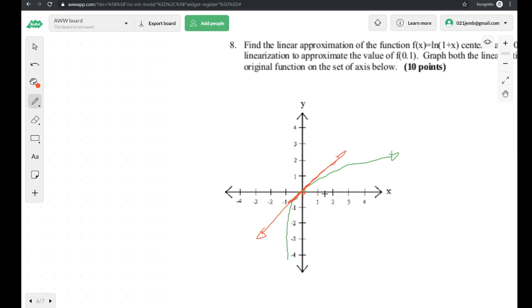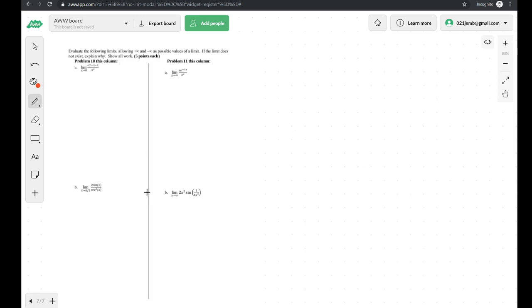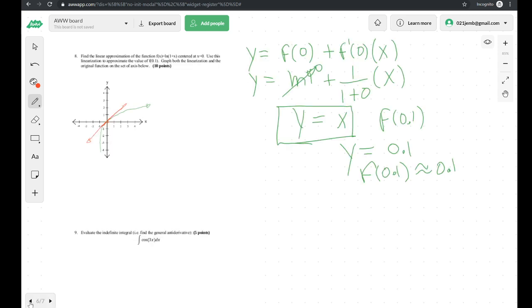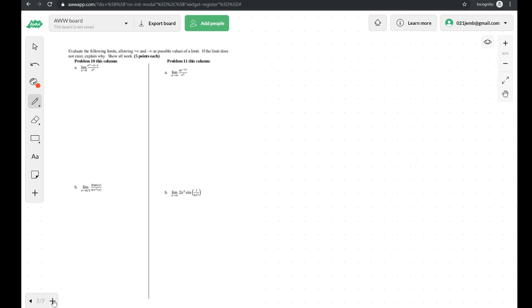All right, so let's move to the next question. This is the last question, question 9. Evaluate. Oh, this is part of that, I think. No, it says problem 10 and then problem 11. Okay, so it's 11 problems.